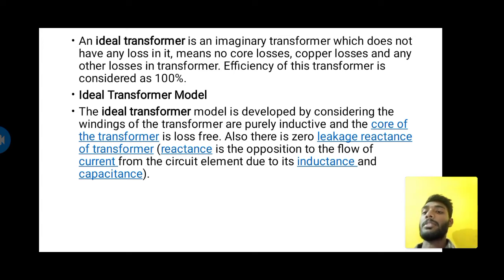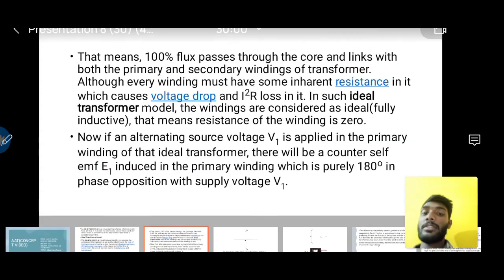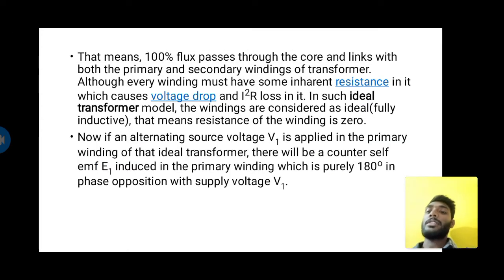Ideal transformer model. The ideal transformer model is developed by considering the windings of the transformer to be purely inductive and the core of the transformer to be loss free. Also, there is zero leakage reactance. Reactance is the opposition to the flow of current from a circuit element due to its inductance and capacitance. That means 100% of the flux passes through the core and links with both the primary and secondary windings of the transformer.